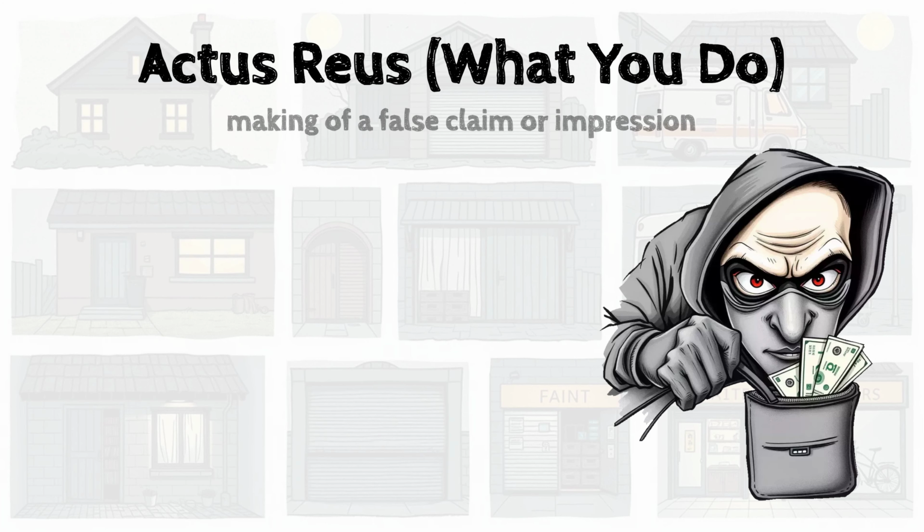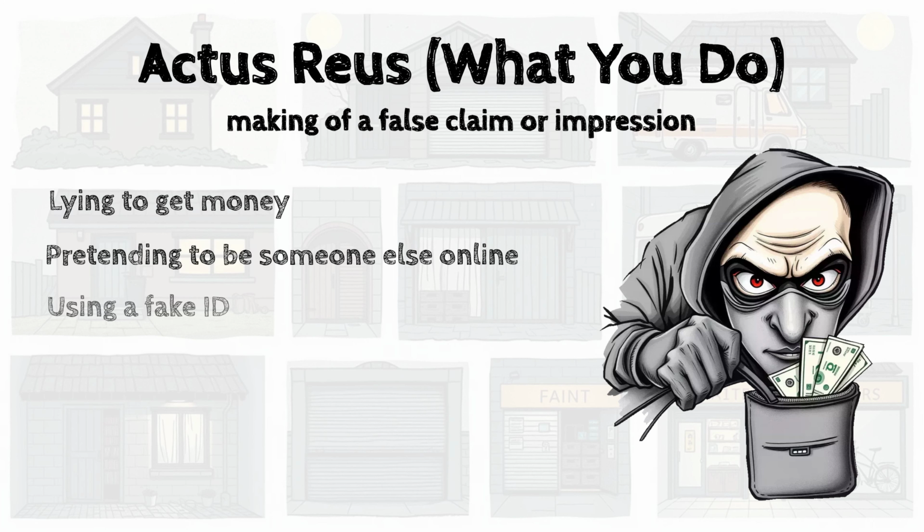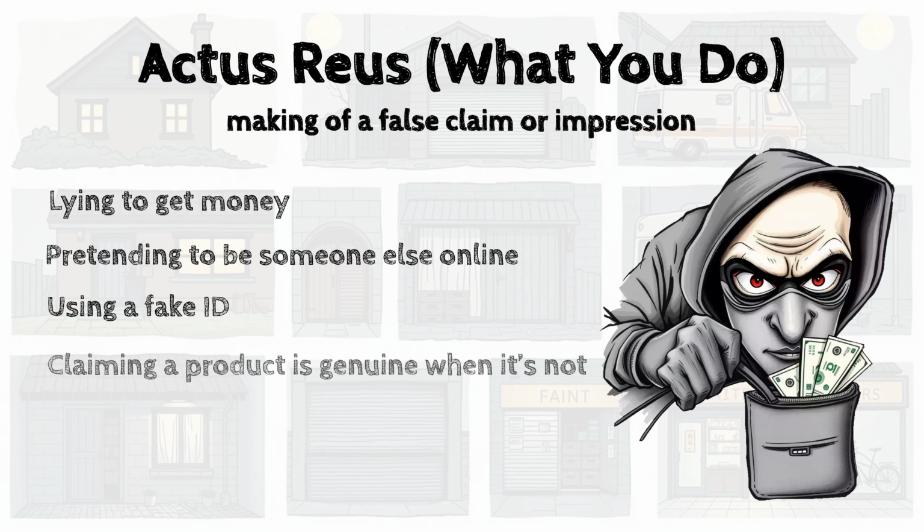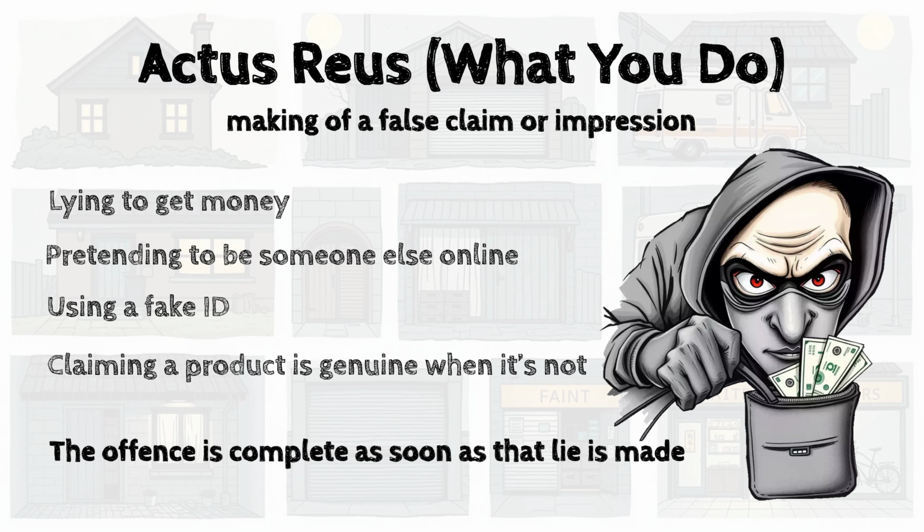For the actus reus, the act of fraud by false representation is the making of a false claim or impression. It can be lying to get money, pretending to be someone else online, using a fake ID, claiming a product is genuine when it's not, as in the past examples before. The offense is complete as soon as that lie is made.